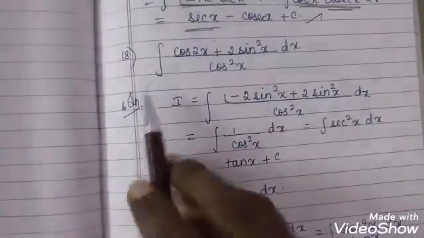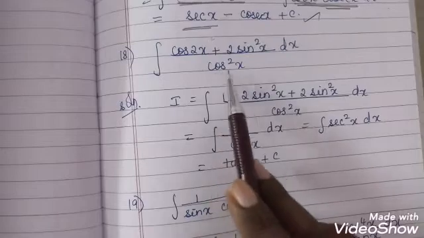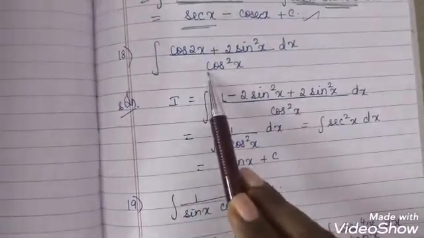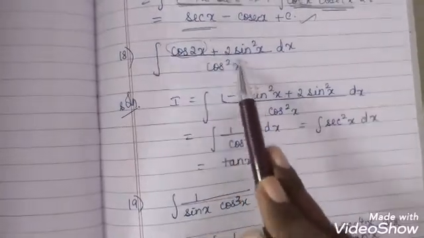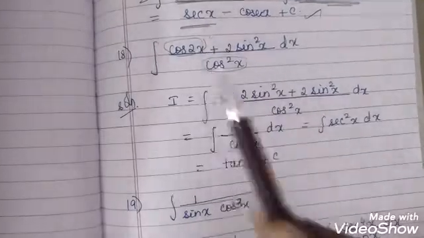So what's the 18th one? Integral of (cos 2x plus 2 sin squared x) divided by cos squared x. So here if you see, I cannot split it as it is. I'll tell you why. Because here I have cos 2x, here you have cos squared x. This I can split, not a problem here.